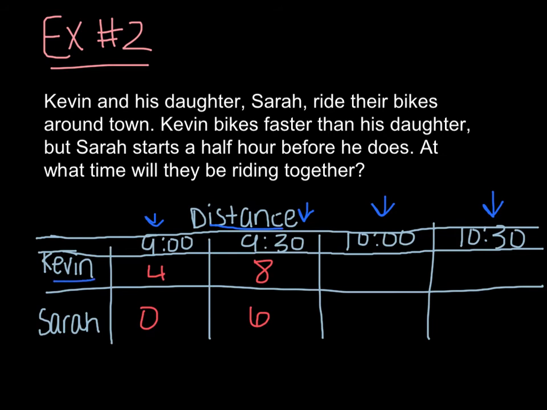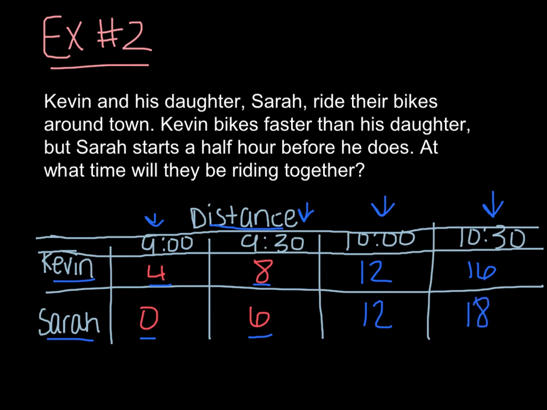So here's Kevin and here's Sarah. At 9 o'clock, Kevin is at 4, and we'll just say miles. And Sarah's at 0. At 9:30, Kevin is at 8, and Sarah's at 6. So let's see, Kevin looks like he's counting by 4. So 4, 8, 12, 16. And Sarah looks like she's counting by 6's. So 0, 6, 12, 18.